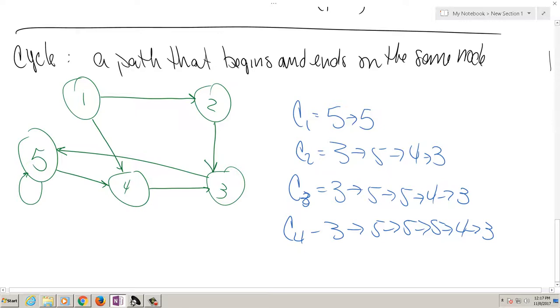So cycles begin and end on the same node. Cycles also have a length. Once again, it's the number of edges.